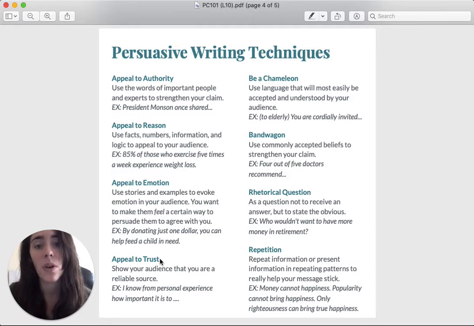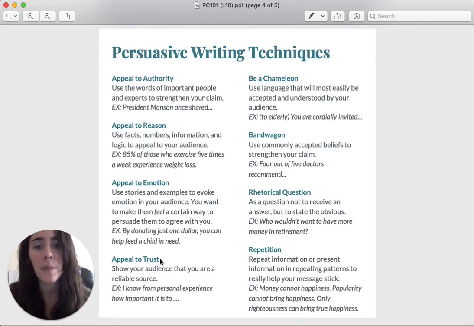Next is a rhetorical question. This is a question that you ask not to get an answer, but to make a point. You could say something like, who wouldn't want to have more money in retirement? Obviously, that's just a way to state the obvious, not a real question that you want your audience to answer.